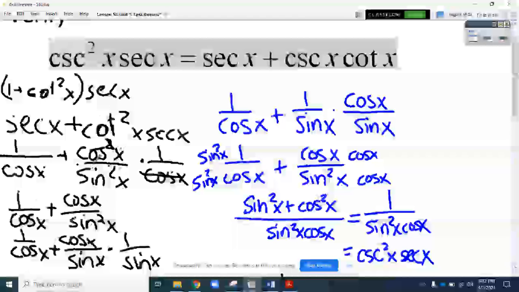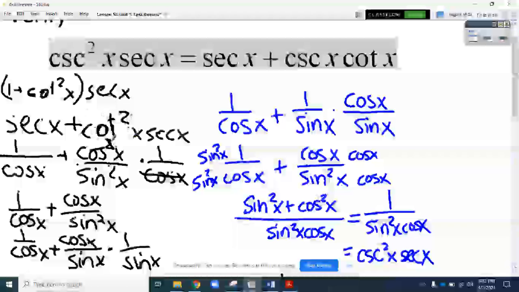Okay, if you went with the left-hand side, you were looking at something that was multiplied and you wanted to divide it up into addition. So that's where Pythagorean identity comes in. Cosecant squared is the same as 1 plus cotangent squared. Okay, then we multiply it by that secant that was there originally. We distribute it out. What do we get? We get secant plus cotangent squared times secant.